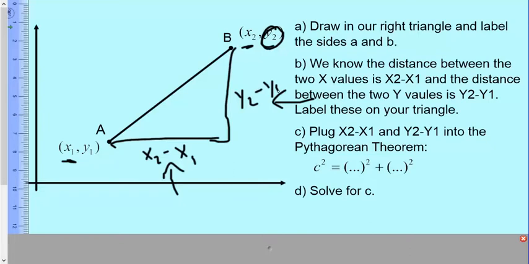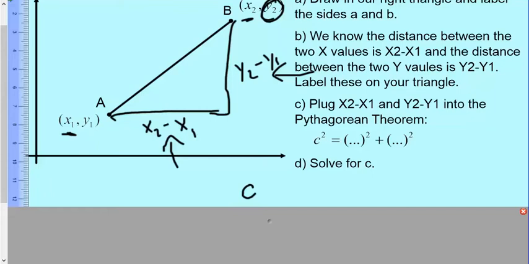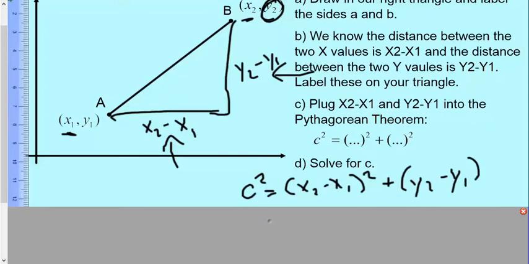So really, if I'm going to look at this in terms of a formula, I have c squared is going to be equal to x sub 2 minus x sub 1, squared, plus y sub 2 minus y sub 1, squared, right?